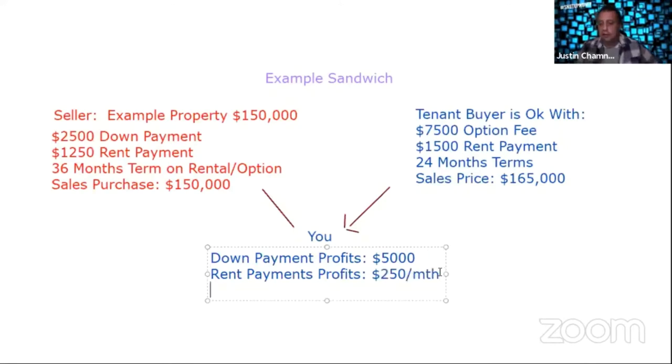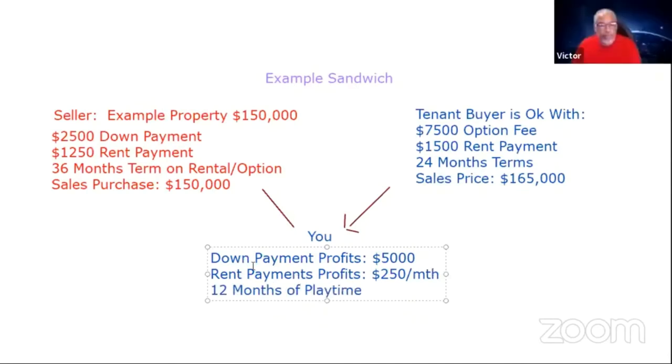Okay. Now, you also have 12 months of playtime. Meaning that if after 24 months your tenant buyer needs another 6 months, you're okay with that. You have room. You can be a little flexible here. You have given yourself oxygen in the deal to give yourself and the tenant buyer time to actually get this done.